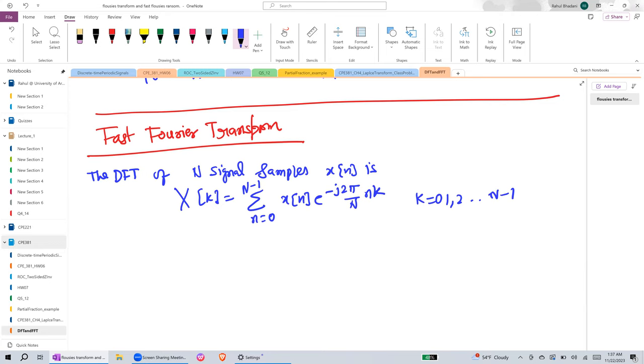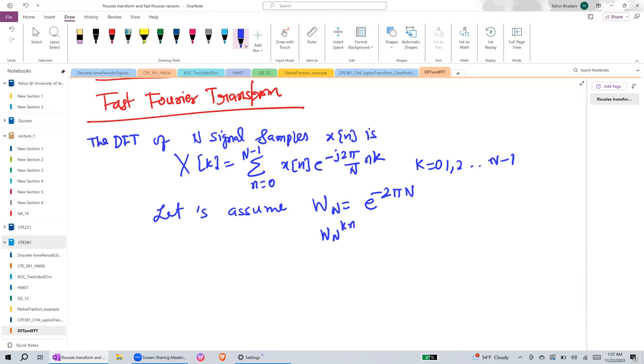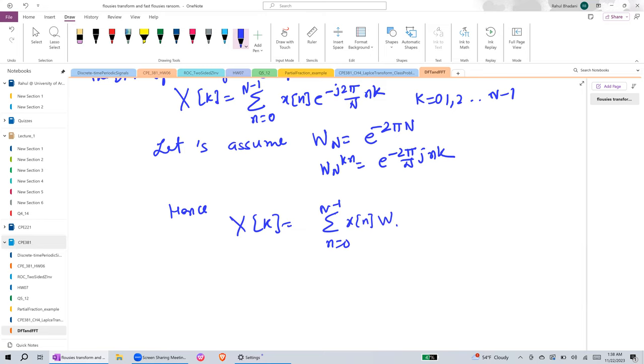Okay, then let's assume W N equal to e to the power minus j 2 pi divided by N. Okay, that's what we are assuming in this case. We have a special name for this, which is called the twiddle factor. And so W N is the twiddle factor. So W N to the power k n equal to e to the power minus j 2 pi n k divided by N, and hence x of k equal to summation n equal to 0 to n minus 1 of x of n W N to the power n k.